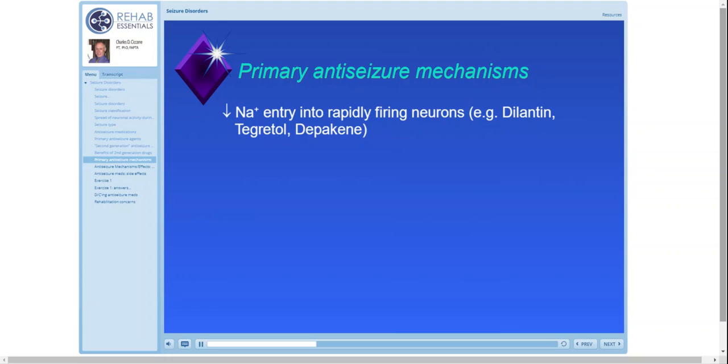So again, that's three of the big four right there. The fourth one works similarly, but it decreases the entry of calcium into thalamic neurons. Calcium is also excitatory. It's a divalent cation. It has two positive charges. So the entry of calcium is important in exciting certain neurons in the thalamus. And when these channels are overactive, we get these thalamic-related seizures. So Zarontin works that way. Very similar, but certainly in a different part of the brain and a slightly different electrolyte mechanism, calcium instead of sodium.